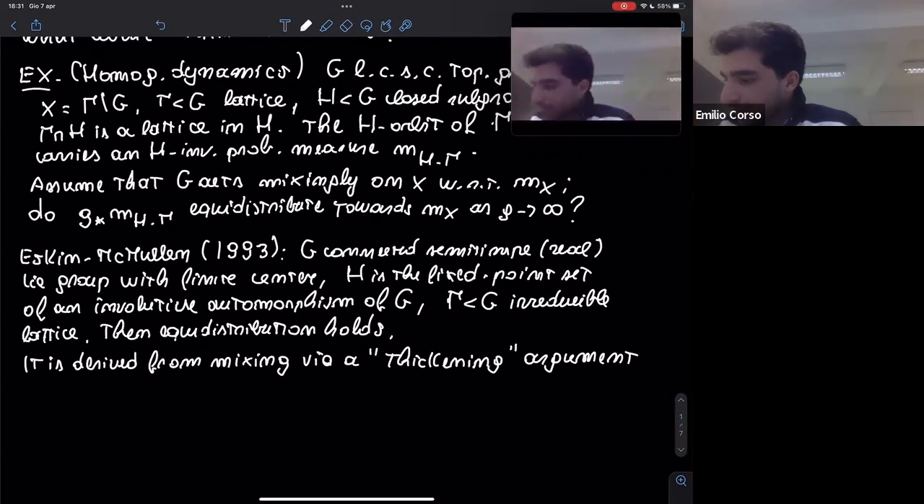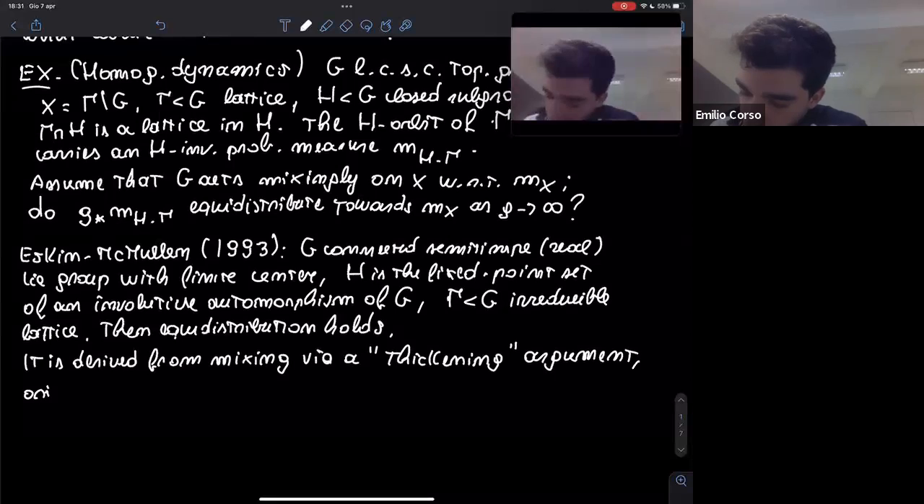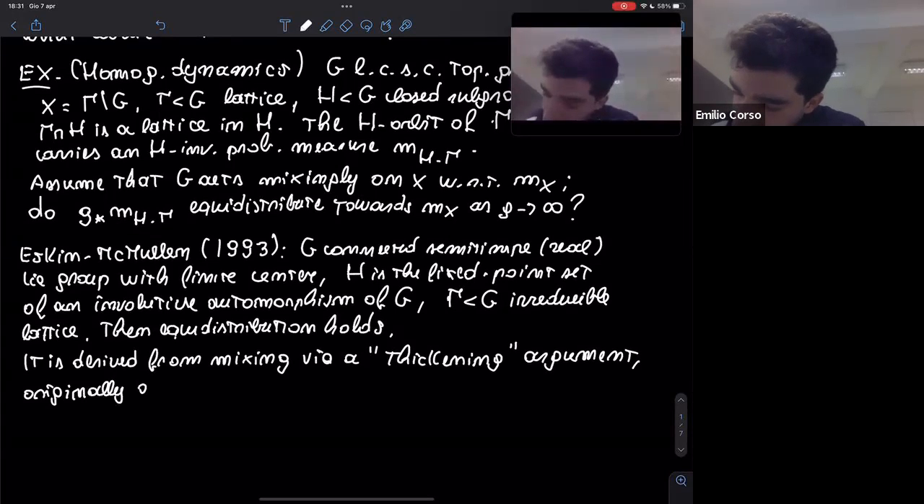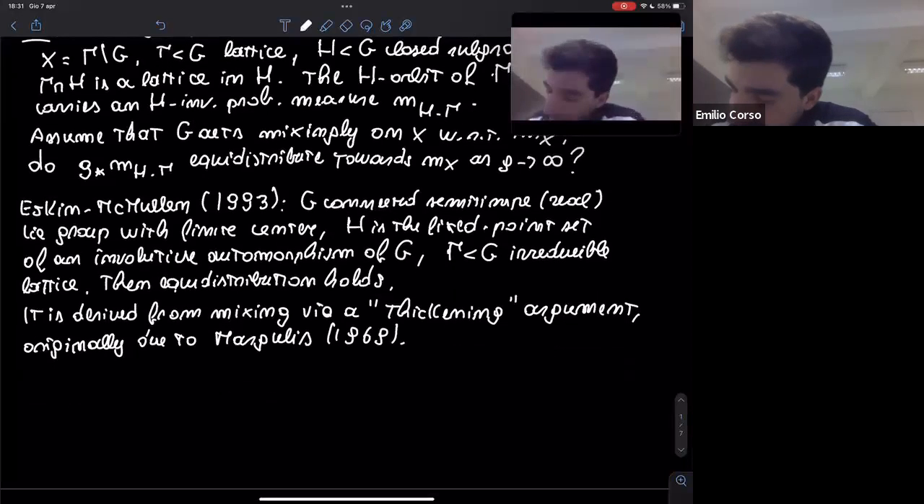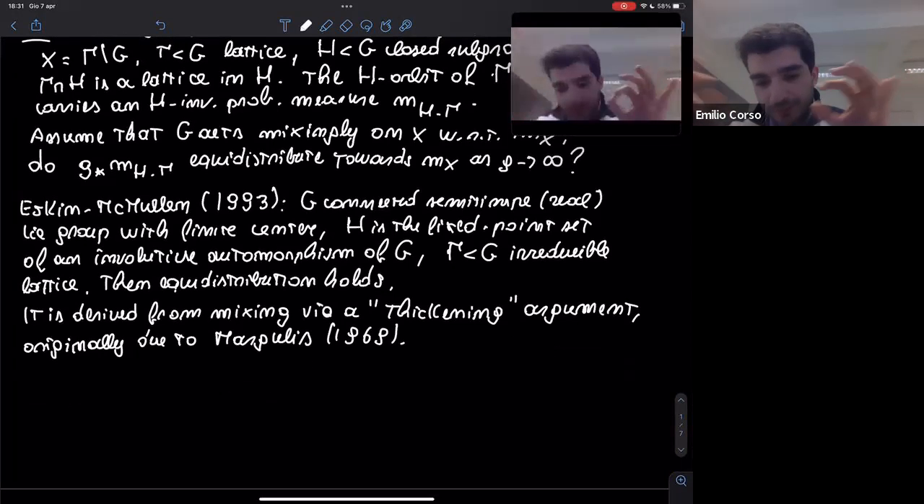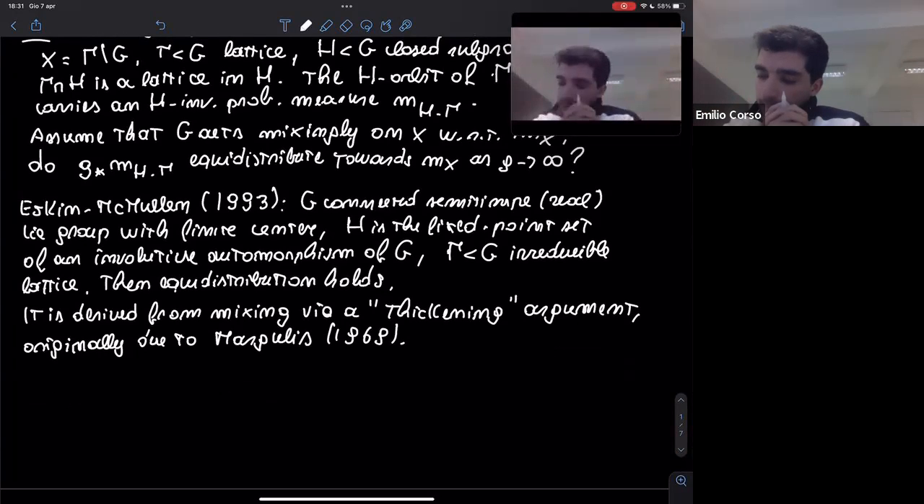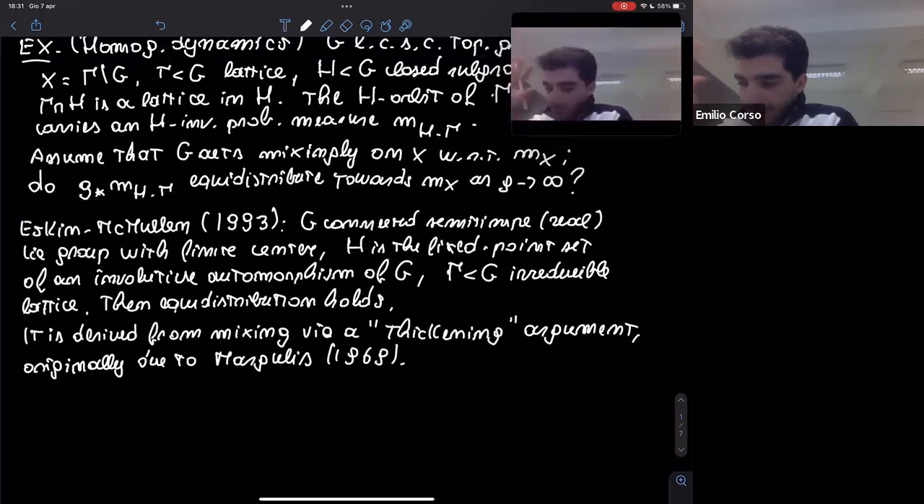G mod gamma has to satisfy certain geometric properties. In principle, by a thickening argument, which is originally due to Margulis, 1969. Now, theoretically, this thickening argument, taking this lower dimensional submanifold and thickening it into a neighborhood, is amenable to being transferred to the question of effective equidistribution, namely providing some rates for the equidistribution of translates of H orbits, provided, of course, that you know an analogous quantitative statement for mixing.